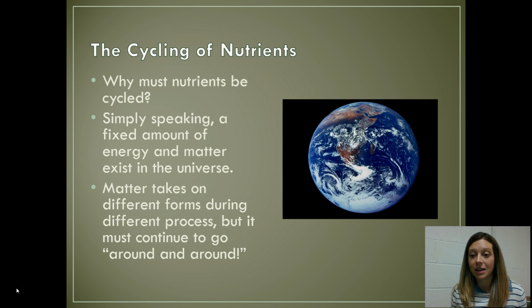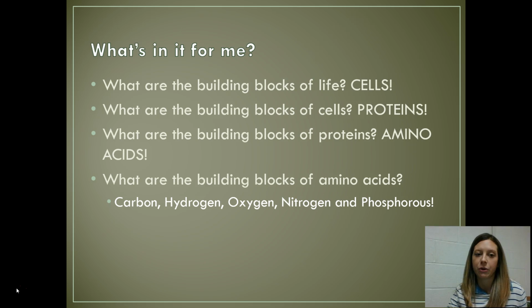So the first thing I want to discuss is why. Why do nutrients need to be cycled? Well, in simple terms, there is a fixed amount of energy and matter that exists in the universe. So because there is only a certain amount of matter, and remember matter is anything that takes up space or has mass, it has to take on different forms during different processes so that it can continue to go around and around and around. Okay, we need nutrients, we need matter for different things at different times, so there has to be these processes that get matter through those different forms.